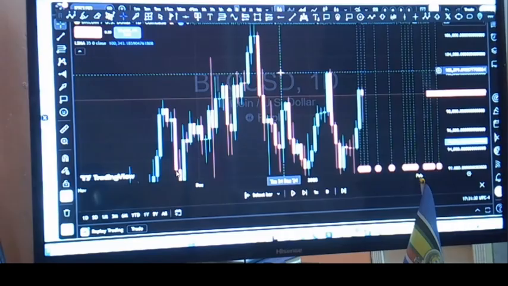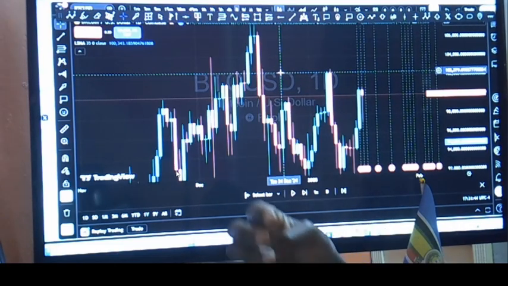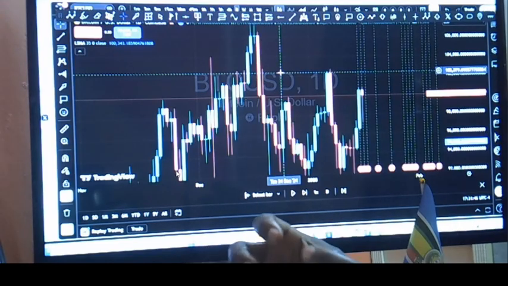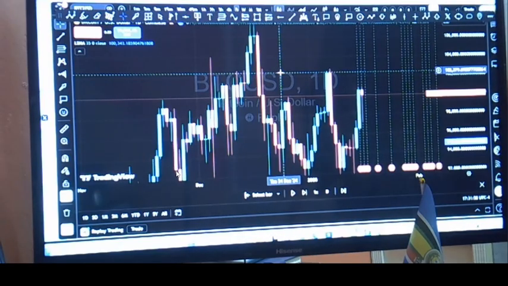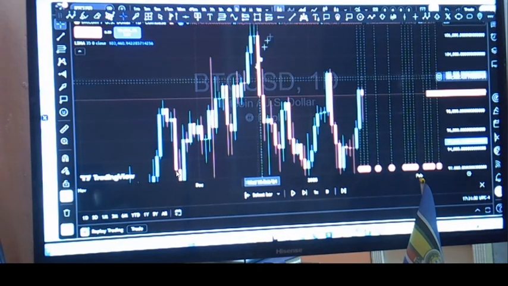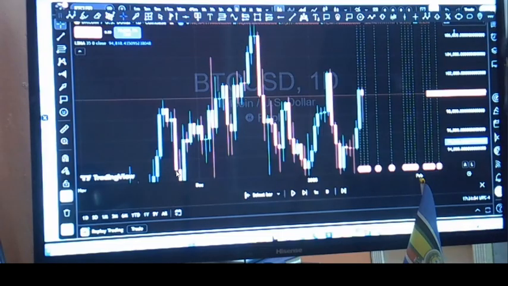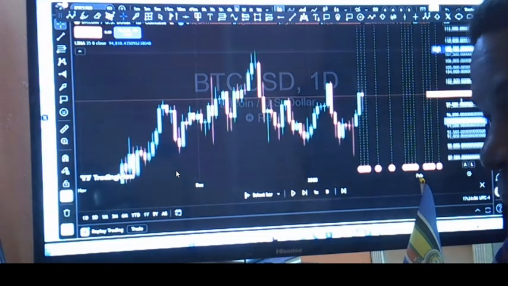Then you have to understand the market structure. After understanding the market structure, you have to identify your areas of value. Then you mark out your areas of entries and areas of exits as key areas. All these are psychological words everyone is understanding. Then after that, you can deploy the few indicators you use.